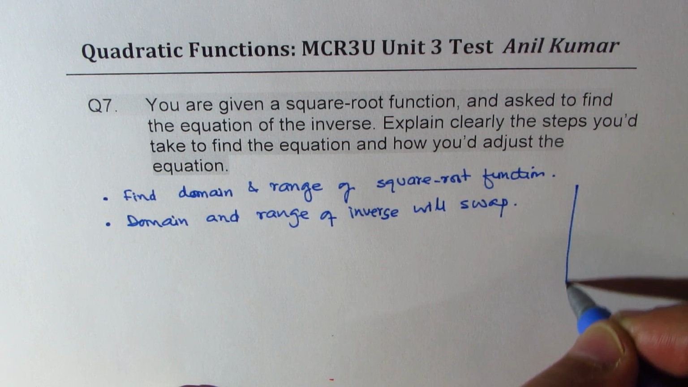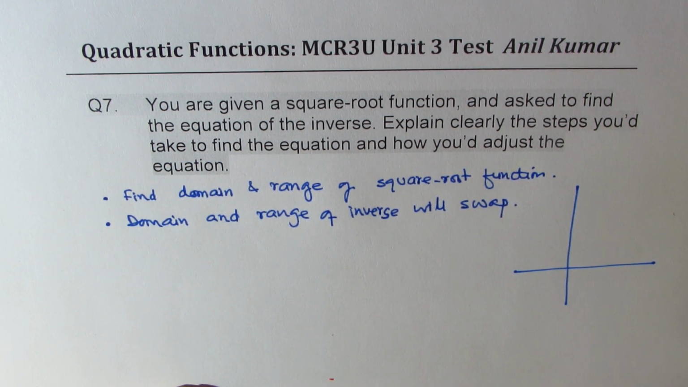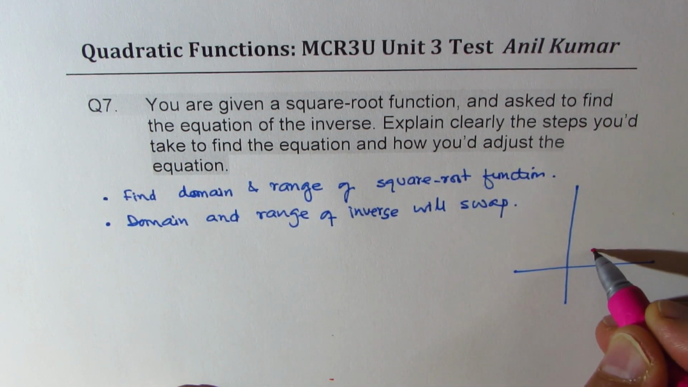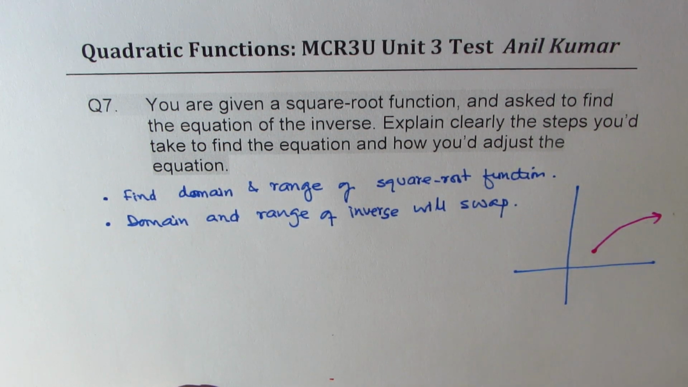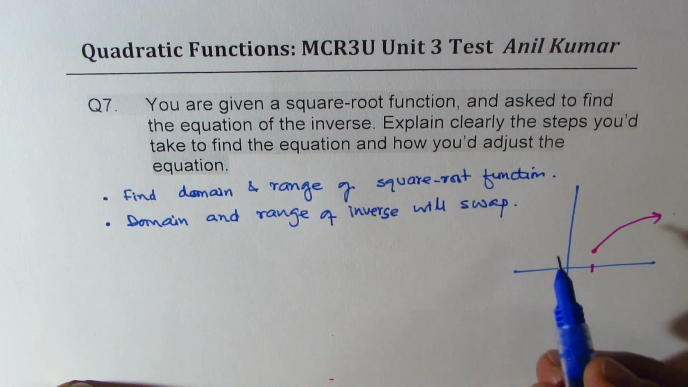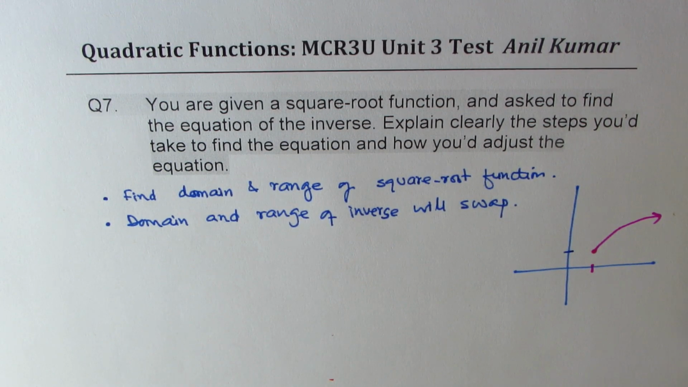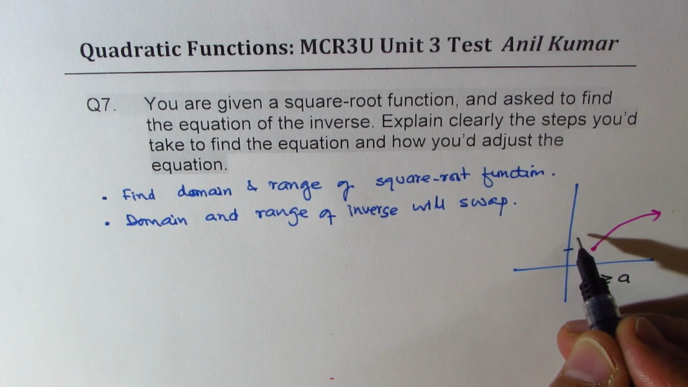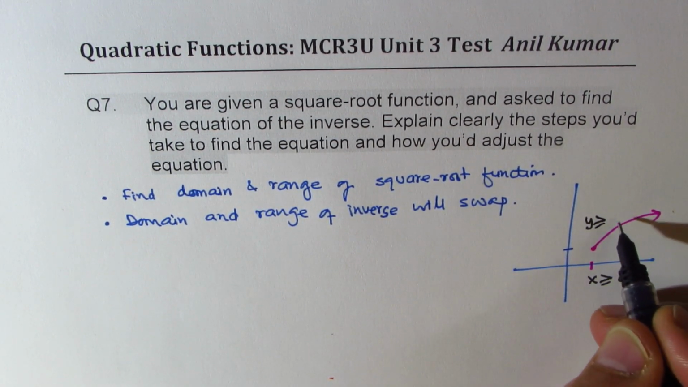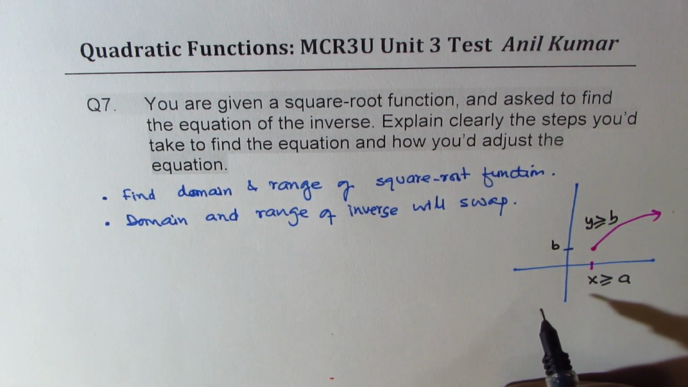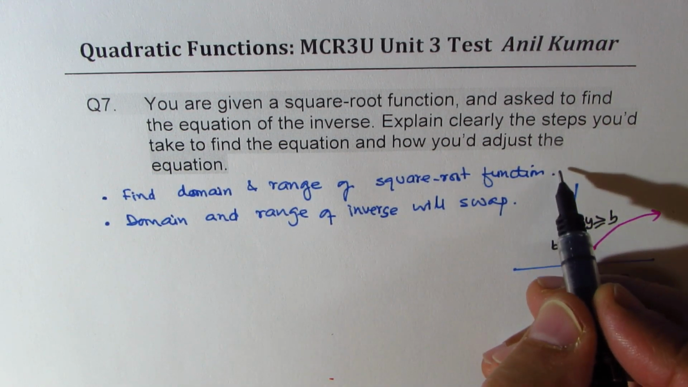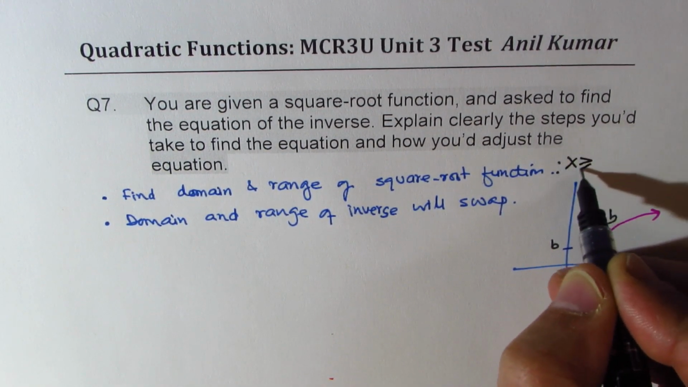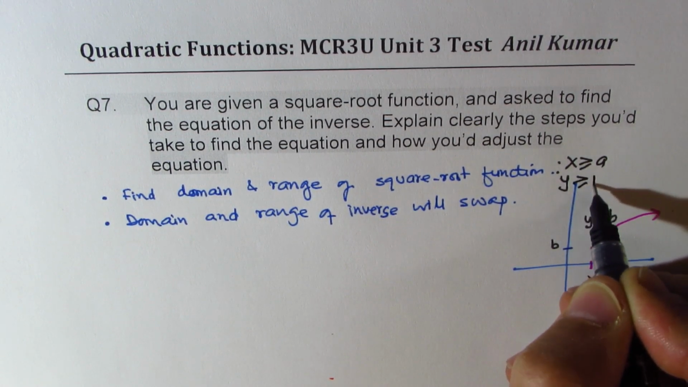So let us say we have some square root function which is, let's say, kind of like this. Right? So in this case we are saying, for example, that x is greater than or equal to a and y is greater than or equal to b. Let's say this is b, right? So that is the domain and range for the function here, right?